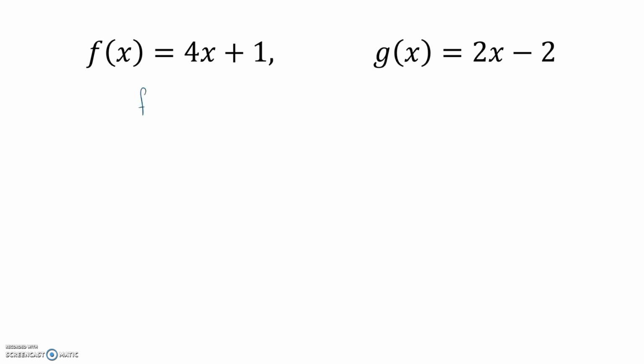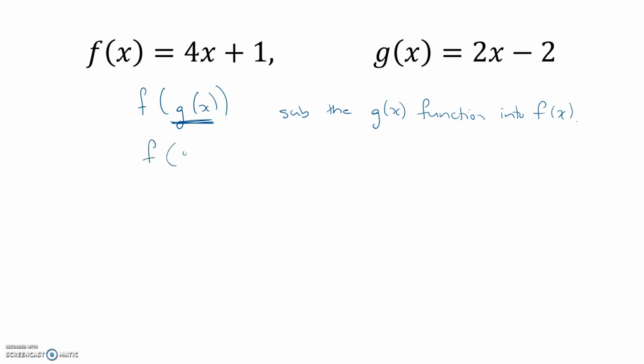So let's go back to the original f of g of x. What does it mean? What it means is we're going to be plugging this into f this time. What it's saying is substitute the g of x function into the f of x function. It's asking us in this case to find f of 2x minus 2.